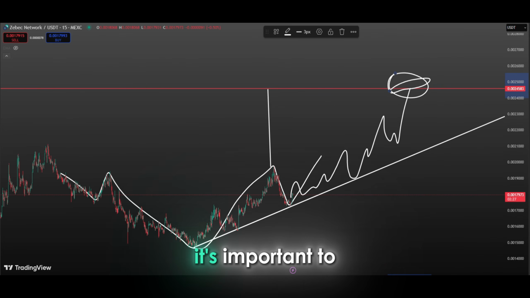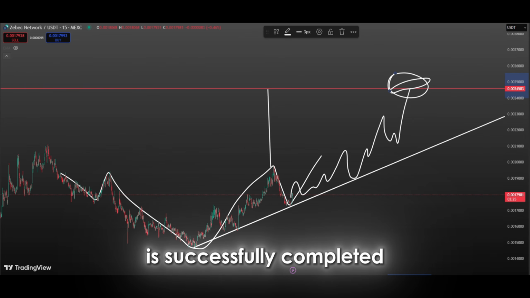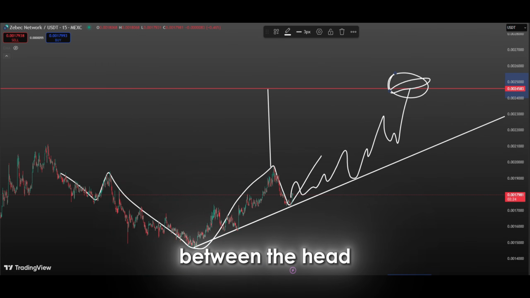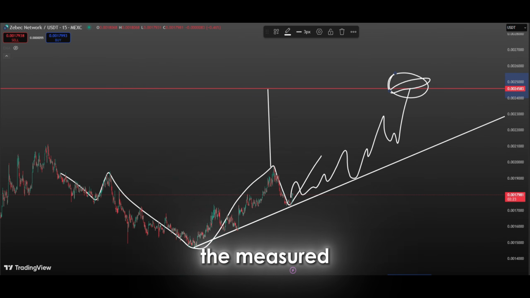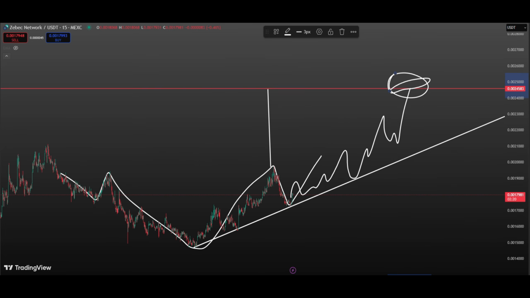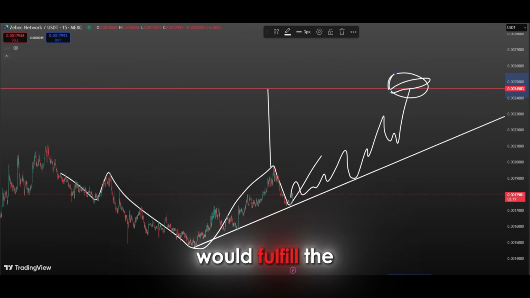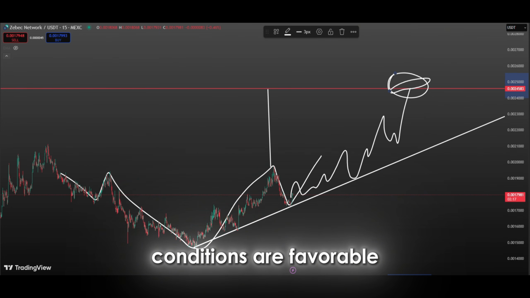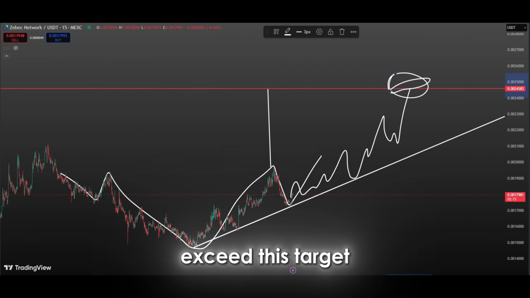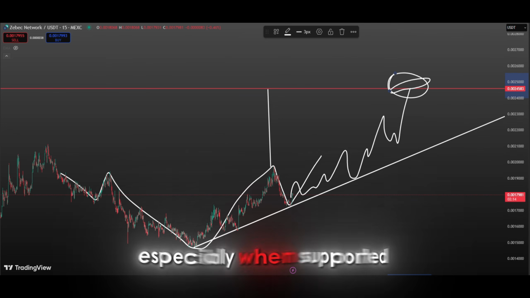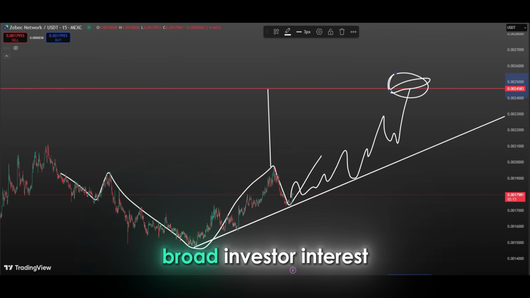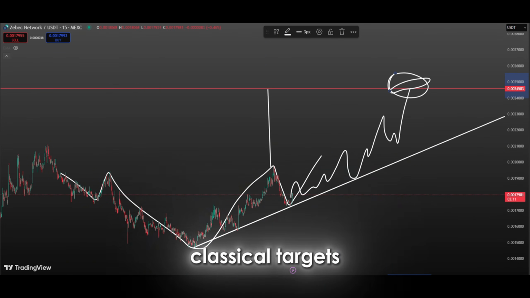At this point, it's important to analyze the potential price levels that may emerge if the pattern is successfully completed. Using the distance between the head and the neckline as a guide, the measured move gives an estimate of the potential peak the price may reach after the pattern. Technically, reaching this level would fulfill the classic target of the formation. However, if market conditions are favorable, it's possible for the price to exceed this target. Especially when supported by positive news flow, broad investor interest, and volume, these types of structures can sometimes turn into rallies that surpass their classical targets.